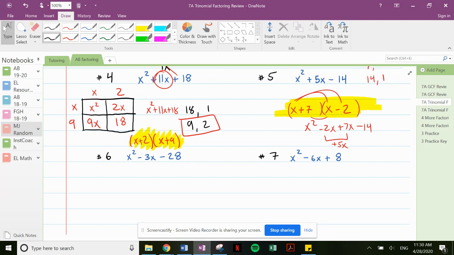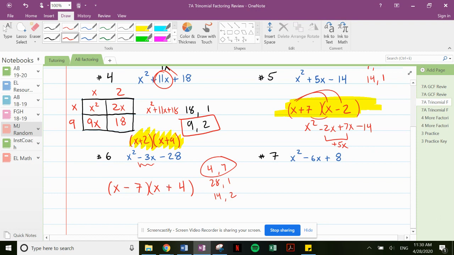x squared minus 3x minus 28. Here, I'm adding to a negative number, which means my negative factor of -28 should be the larger value here. So 28, that's 4 and 7, 28 and 1, 14 and 2. I like 4 and 7 because they have a difference of 3 there. So if we go x and x, we want a 7 and a 4. We just have to choose which is positive, which is negative. They're going to add to -3. I want the 7 to be negative and the 4 to be positive.